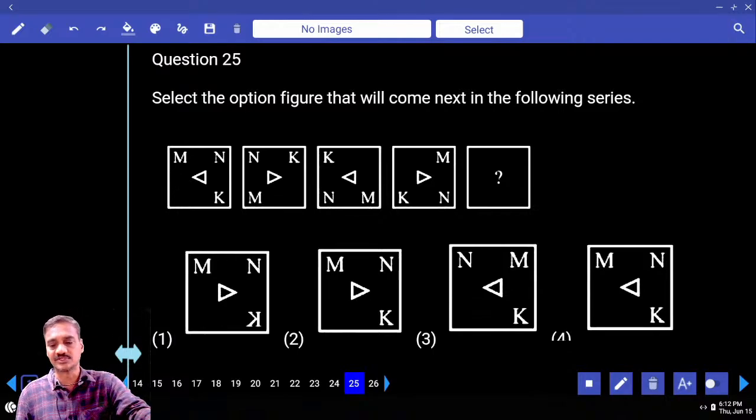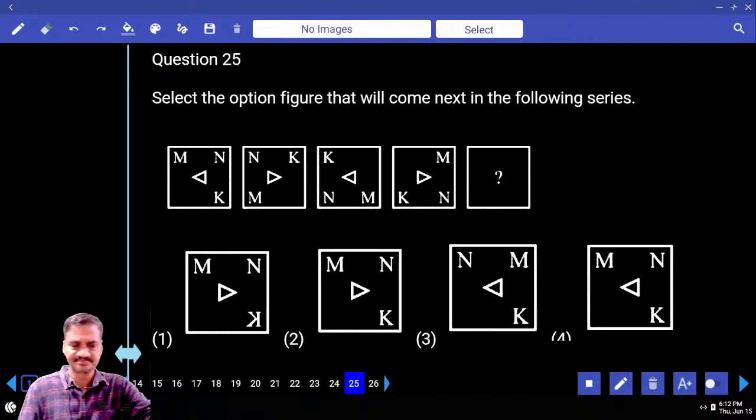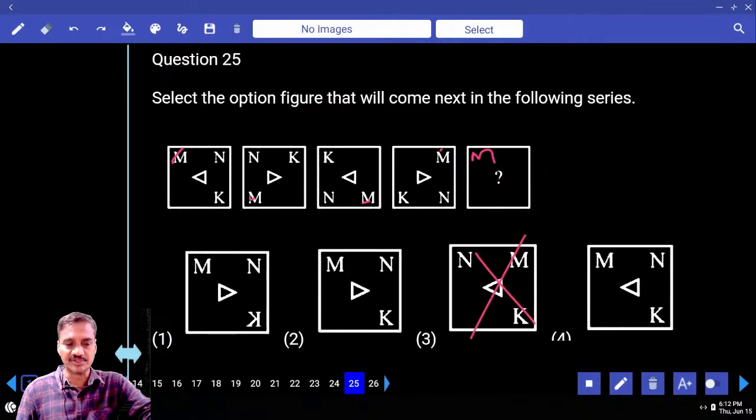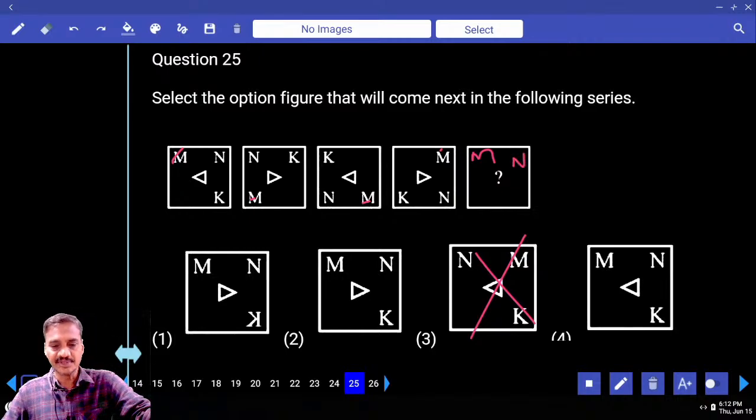We need to find out the next figure in this. Now starting with M, M shifts to the next place, next place, next place. Then now finally M must be at this place. Is that right? M is at this place, so this is ruled out. Then coming to the next one, N. N shifts to the next place, next place, next place. N must be here. M and N.